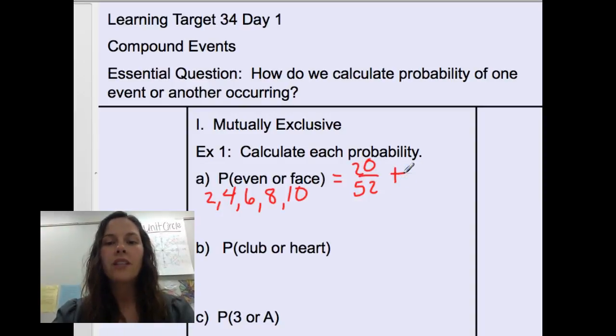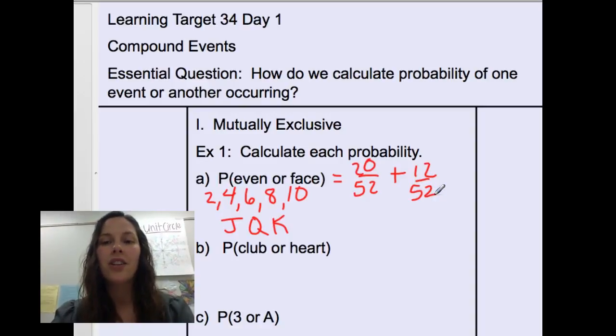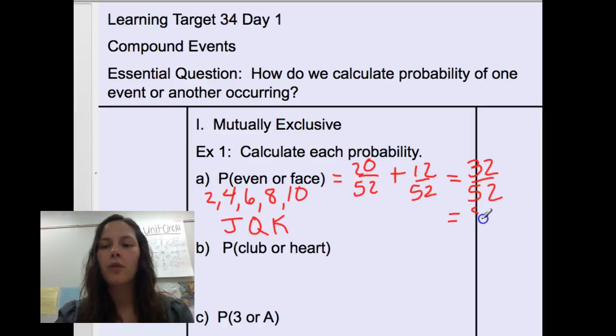Or a face card. Well, the face cards are jacks, queens, and kings. And again, we have 4 of each of those for the 4 suits. So 3 times 4 gives us a total of 12. And because there are no cards in both lists, there's nothing that got double counted. So we have a total of 32 cards out of 52. Simplifying, dividing each by 4, we get 8/13. That is probably the ugliest 8 I've ever drawn.